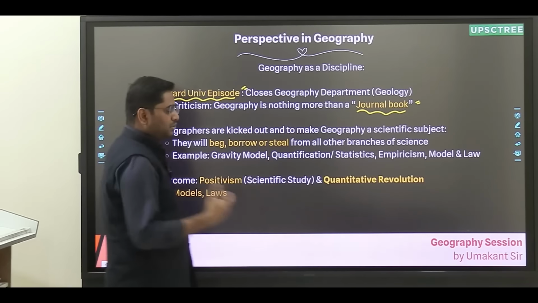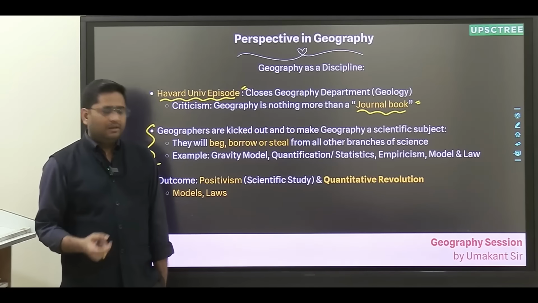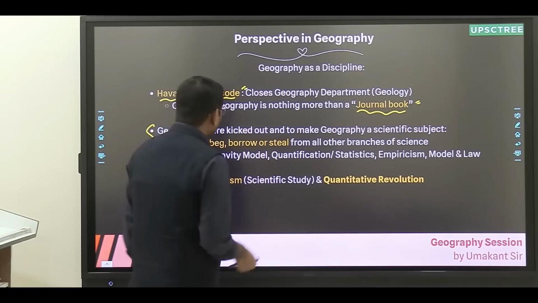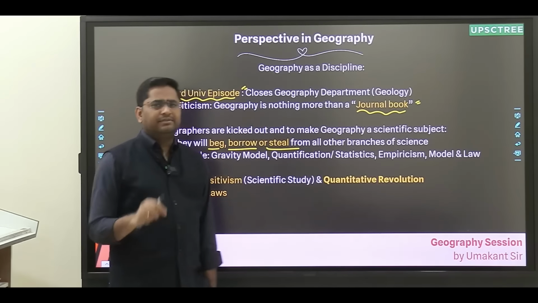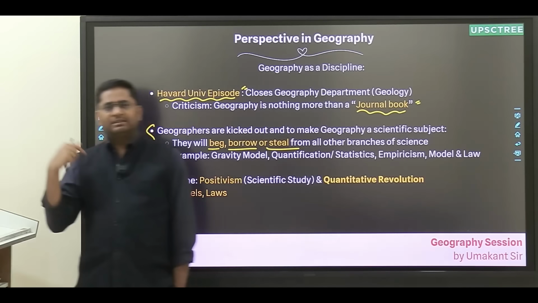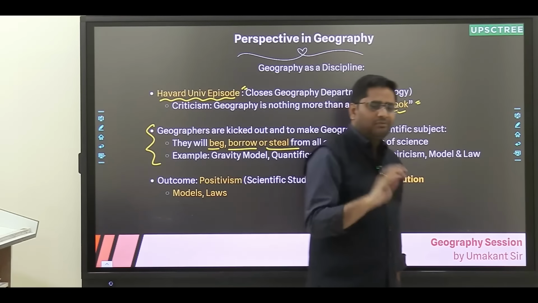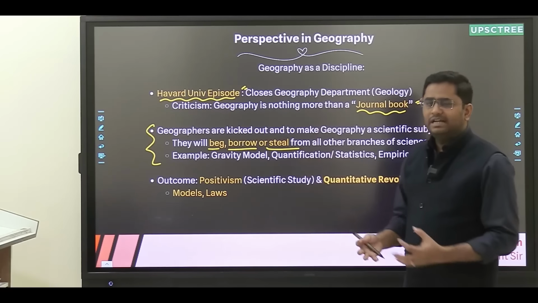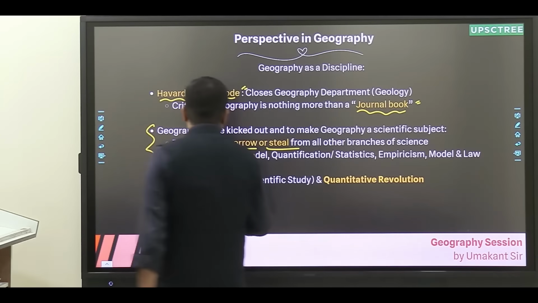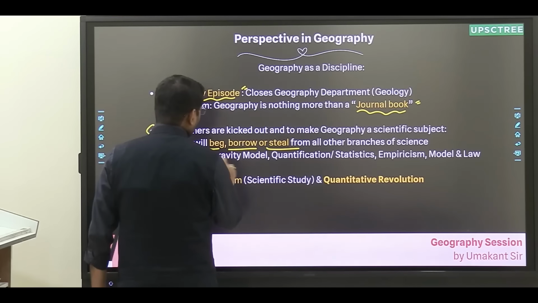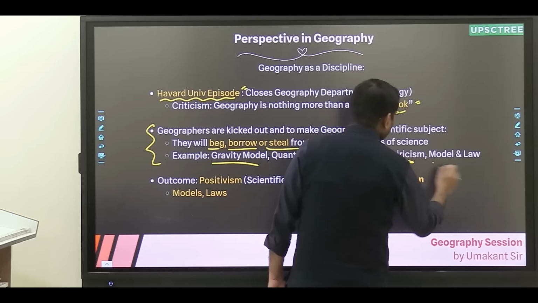Because geography was pushed into a corner and was almost about to die as a discipline, the geographers were kicked out of Harvard. They will beg, borrow and steal from all other branches of science. They will steal from mathematics, they will steal from statistics, they will steal from physics. Wherever they found a model, they stole from all other scientific subjects and they will try to bring that into the realm of geography. For example, जैसे geography में we say gravity model, quantification and statistics, empiricism, model and law.